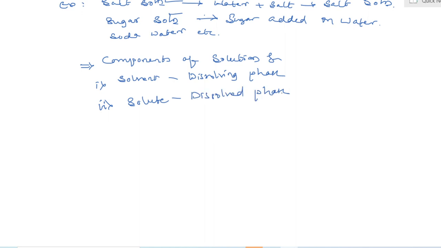My dear students, all of you remember what a solvent is. Solvent is nothing but water. It is termed as the dissolving phase, and solute is the dissolved phase. Let us see one by one. First one is solvent.